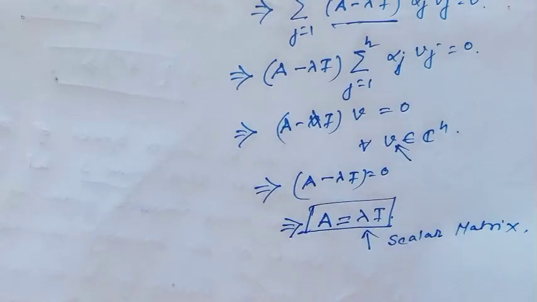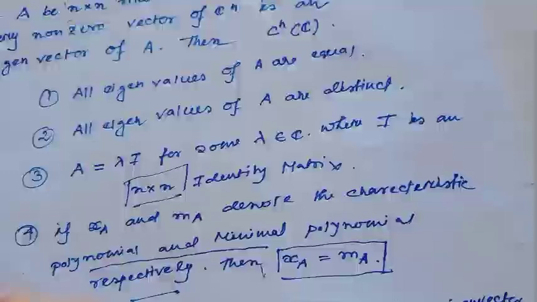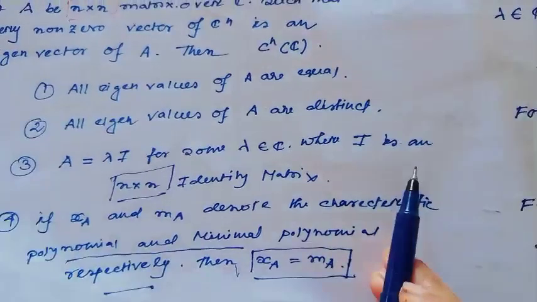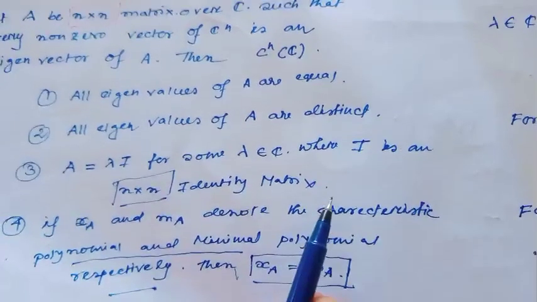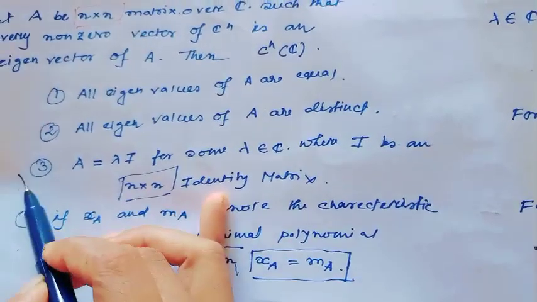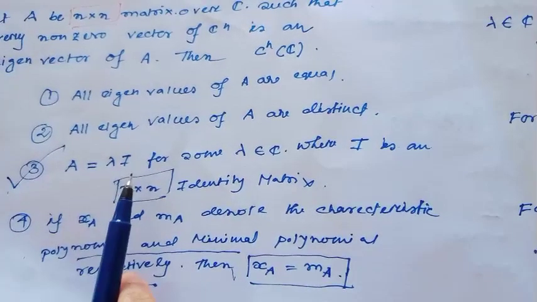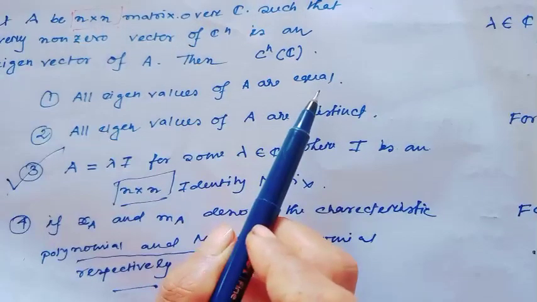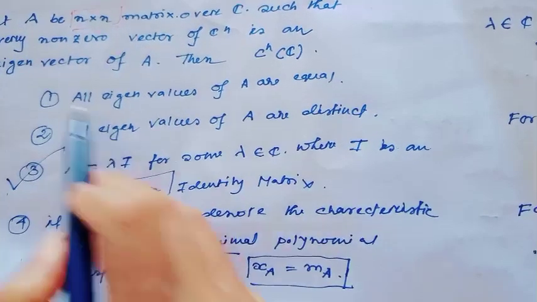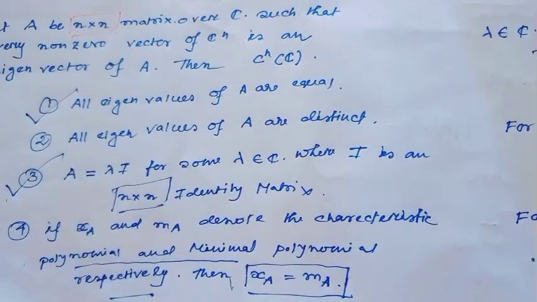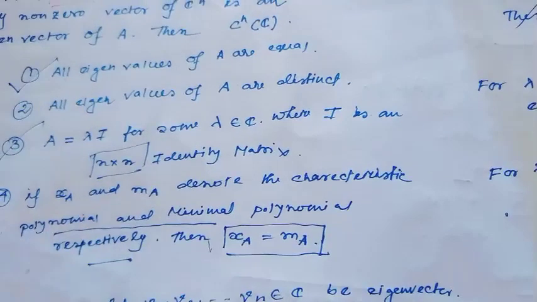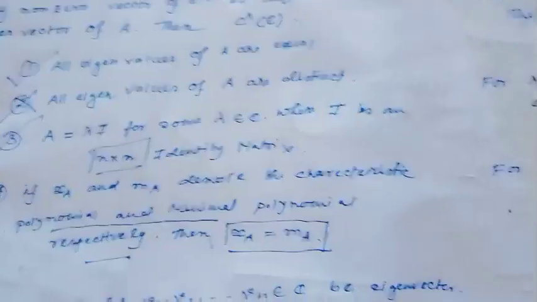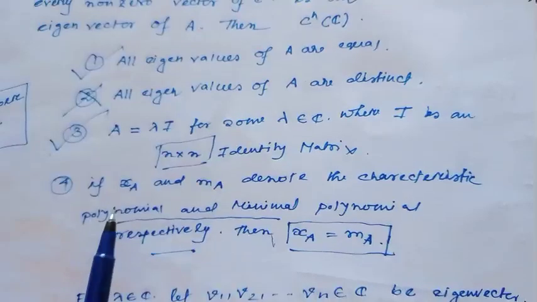Now let's see the options. At first, option 3, A equals lambda I, for some lambda belonging to the complex numbers, where I is the n cross n identity matrix. This is obviously the right option. That means option 3 is the right option. And notice option 1, all eigenvalues of A are equal. Since this is the scalar matrix, obviously option 1 is the right option. And option 2, all eigenvalues of A are distinct, is a wrong option.